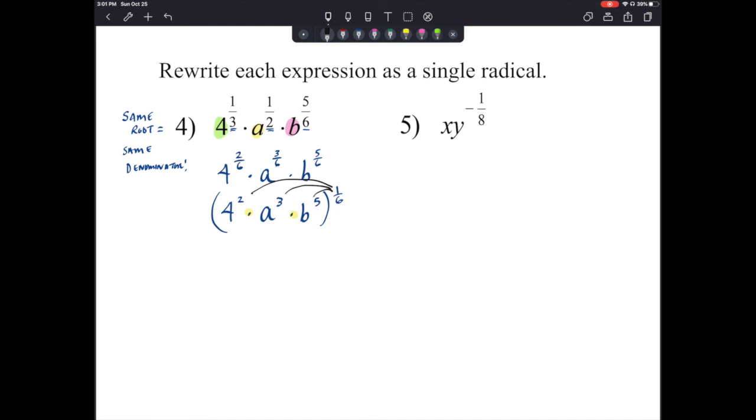If we simplify the inside, we've got 16 a to the 3rd, b to the 5th. And if this is all to the 1/6 power, we can rewrite it as the 6th root of 16 a to the 3rd, b to the 5th.